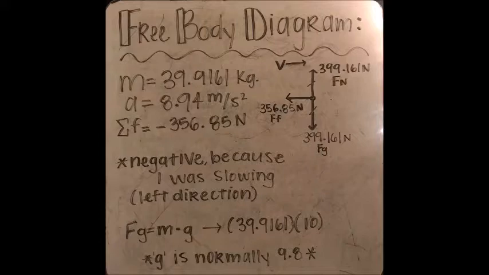Gravity is usually equal to 9.8, but in this case we were able to round to 10. Then I added my net force to the diagram as force of friction. It is negative because I was slowing or accelerating in the left direction.